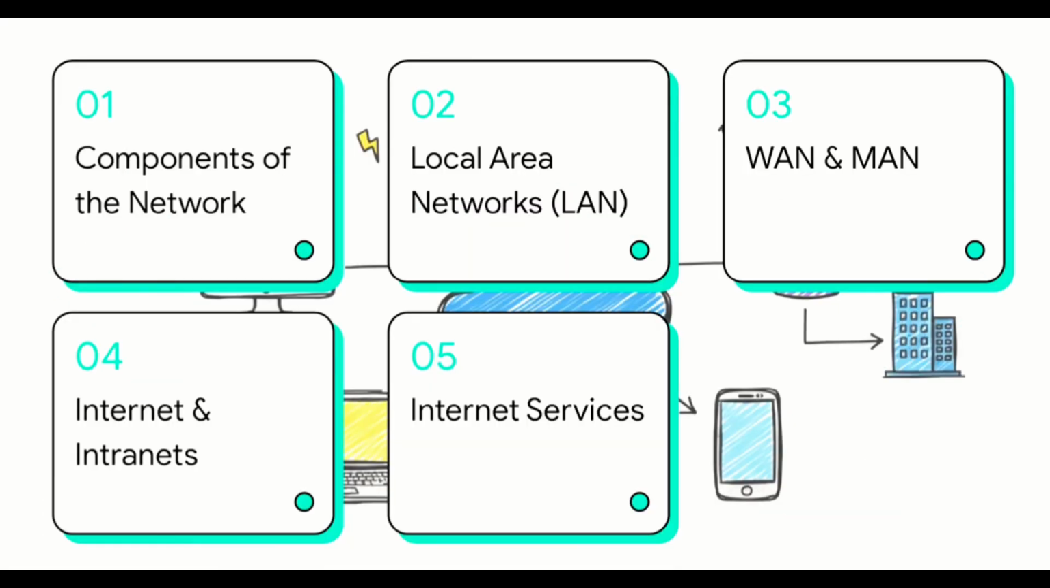All right, here's our game plan. We're going to tackle this by starting small and then thinking really, really big. First up, we'll look at the basic building blocks. Then we'll do this kind of spatial zoom out. Starting with the network right there in your home, then expanding out to cities, then the entire globe, and finally, we'll look at what this incredible thing actually lets us do.